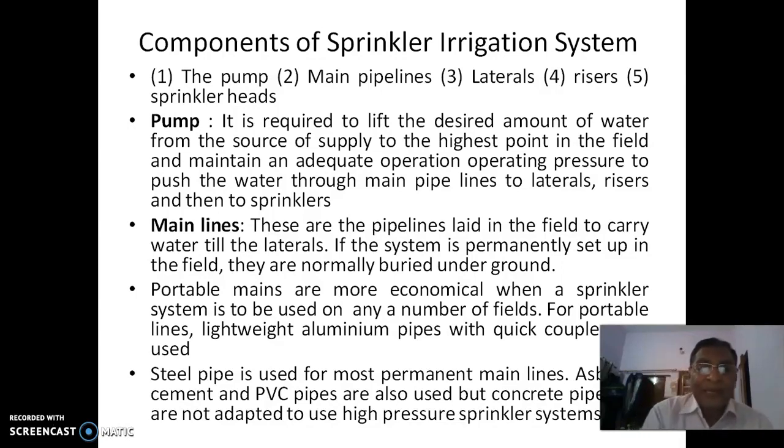For portable lines, lightweight aluminum pipes with quick couplers are used. So portable mains are economical when the system is to be shifted from one field to another, and normally aluminum pipes with quick couplers are used. Steel pipes are used for most permanent main lines, that is, when we are not shifting the system from that field. Asbestos cement and PVC pipes are also used, but concrete pipelines are not adapted. This is very important: concrete pipelines are not adapted for use in a high pressure sprinkler system.